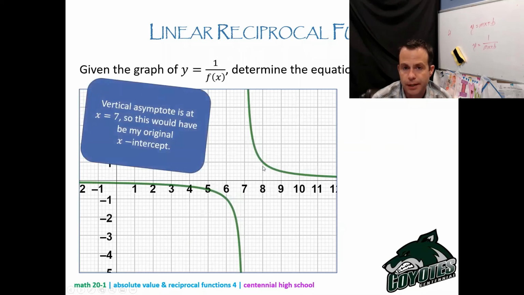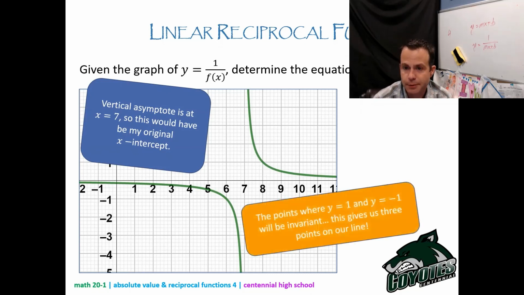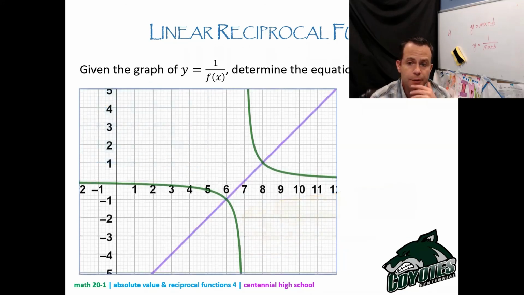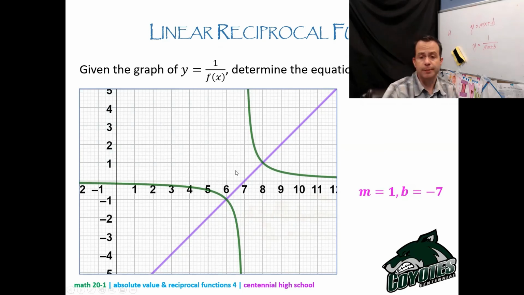So here's what my line looks like. I'm just going to review this again with my notes. The vertical asymptote is at x equals 7, so this would be my original x-intercept. The points where y equals 1 and y equals -1 will be invariant. This gives us 3 points on our line, and so now I have that line. I've discussed that I have a slope of 1 and a y-intercept at -7. And so that would be the equation y equals x minus 7. Okay, y equals x minus 7. That would have been my original f of x. Okay, awesome.